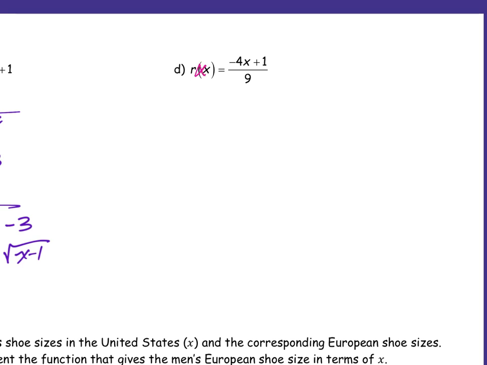Okay. Doing exactly the same thing. You've already done one like this. This is x. Oh, no, this is y. Okay, so I switch my x and my y's. So that becomes x equals (negative 4y plus 1) divided by 9. What do I do first?